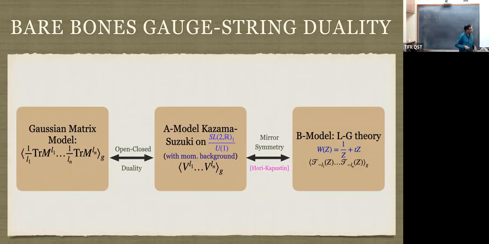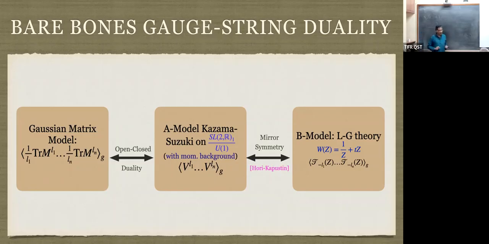The particular one that we consider is something that has been considered a lot in the literature, at least in the 90s and 2000s. It's what is called a Kazama-Suzuki model. It's basically a cigar-like geometry, SL(2,R) mod U(1).